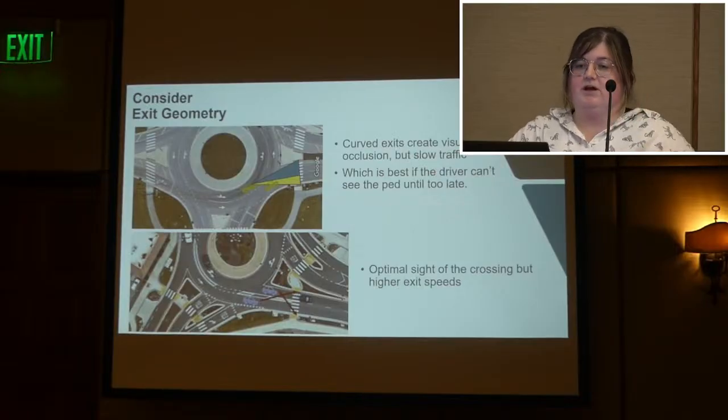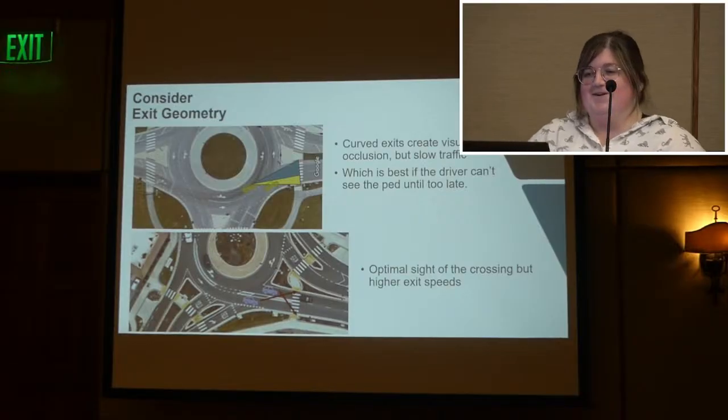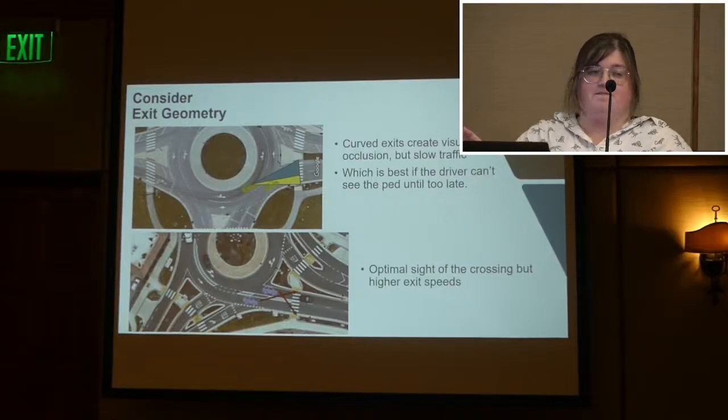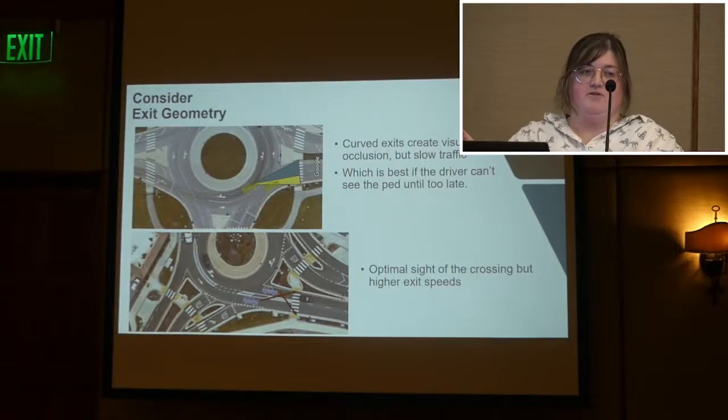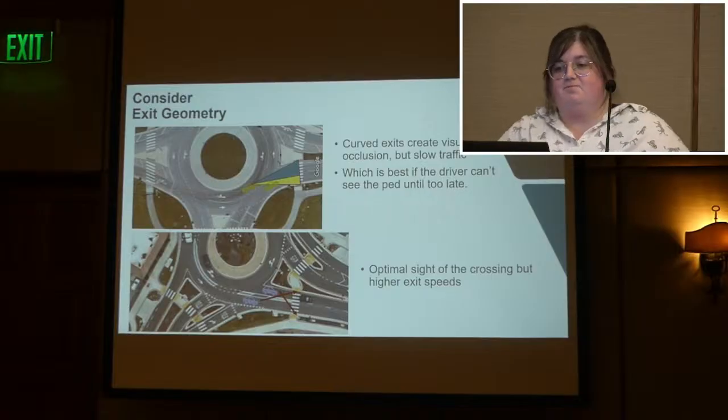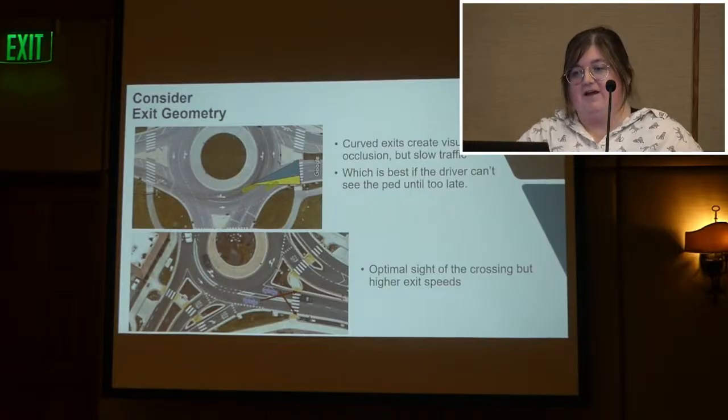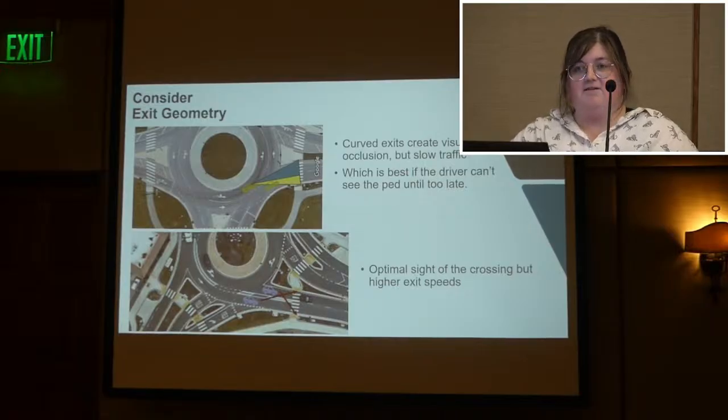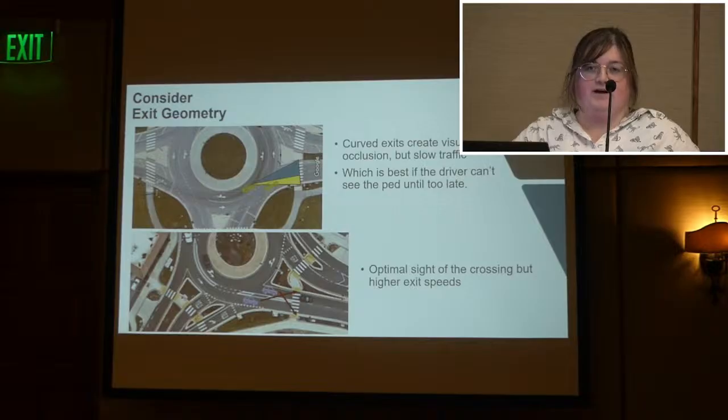So considering some exit geometry here, on curved exits, you can create a visual occlusion. What we're looking at in that top picture, those two green cars, as the one that is closer to the exit is crossing into the sight line of the other vehicle, that vehicle is losing sight of any pedestrians that could be waiting to cross. But those radial, curved exits generally mean slower traffic. For the flatter exits, both those vehicles, the little purple ones, have optimal sight of that crosswalk, but flatter exits usually mean higher speeds.